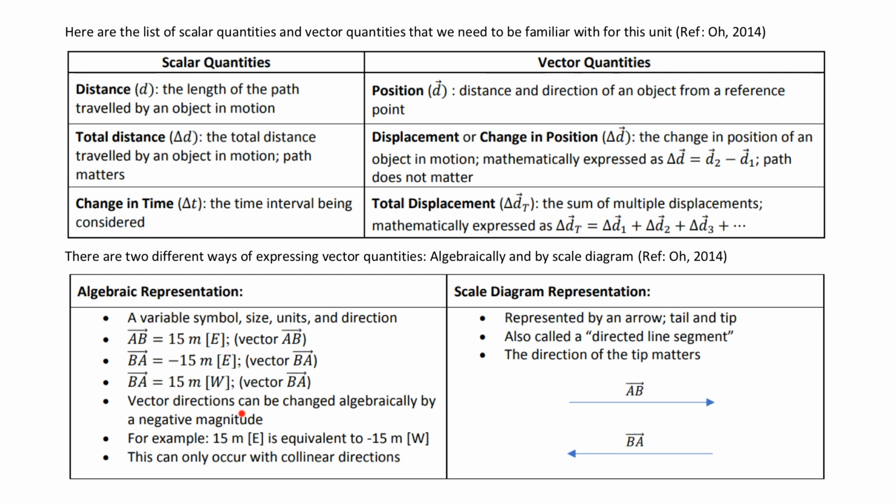And vector directions can be changed algebraically by a negative magnitude. For example, 15 meters east is equivalent to negative 15 meters west. And this can only happen with collinear directions, meaning directions that are in the same line. And if you look at our vector unit in 1 dimension, all of these are already covered.